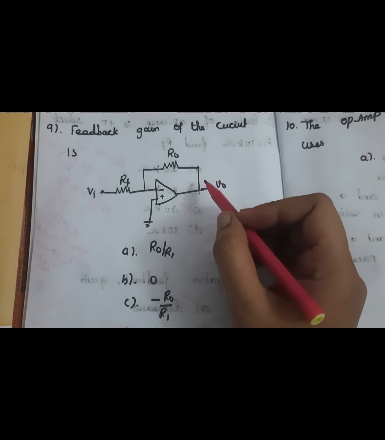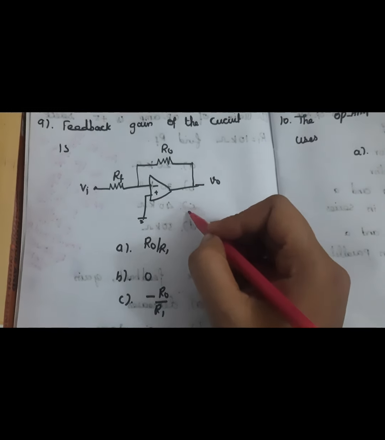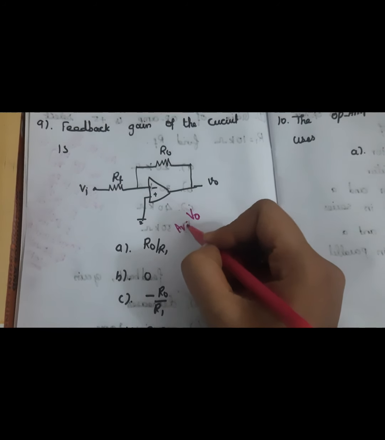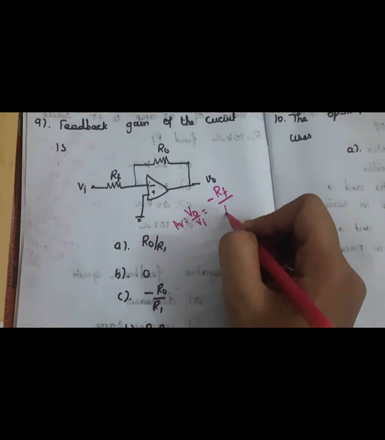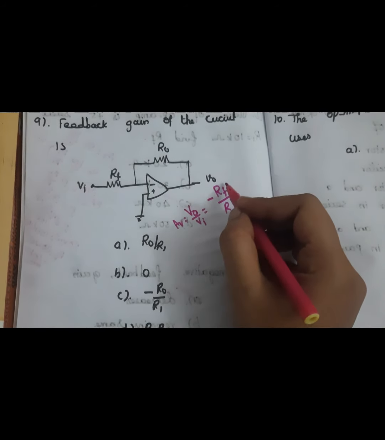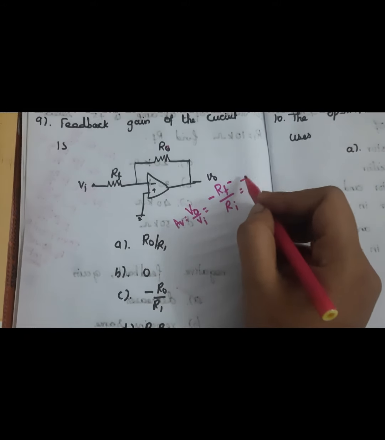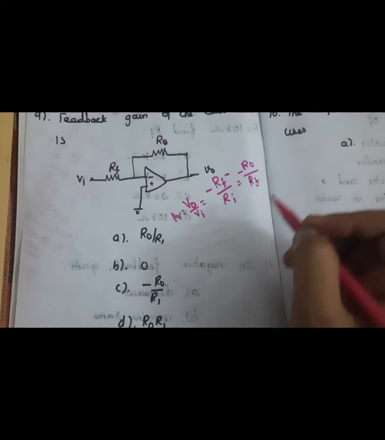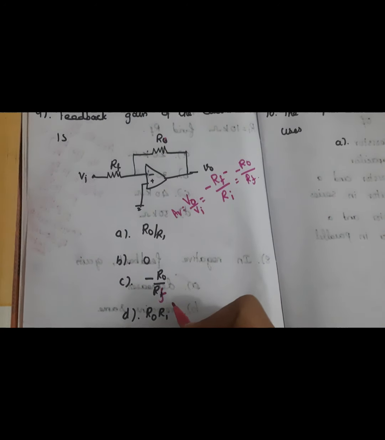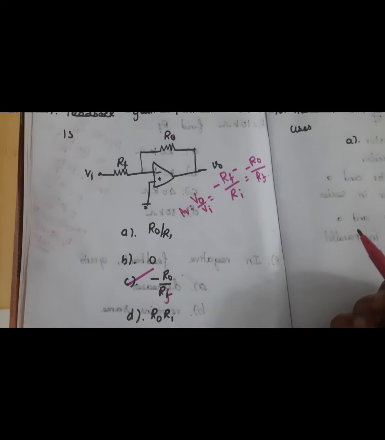Next question, the feedback gain of the circuit. This is an inverting op-amp circuit. For inverting, the gain AV is equal to V out divided by V in, that is equal to minus RF divided by Ri. Here the feedback resistor is R0, so that is equal to minus R0 divided by, the input resistor is RF. So minus R0 divided by RF. This is the answer. So C is the answer.